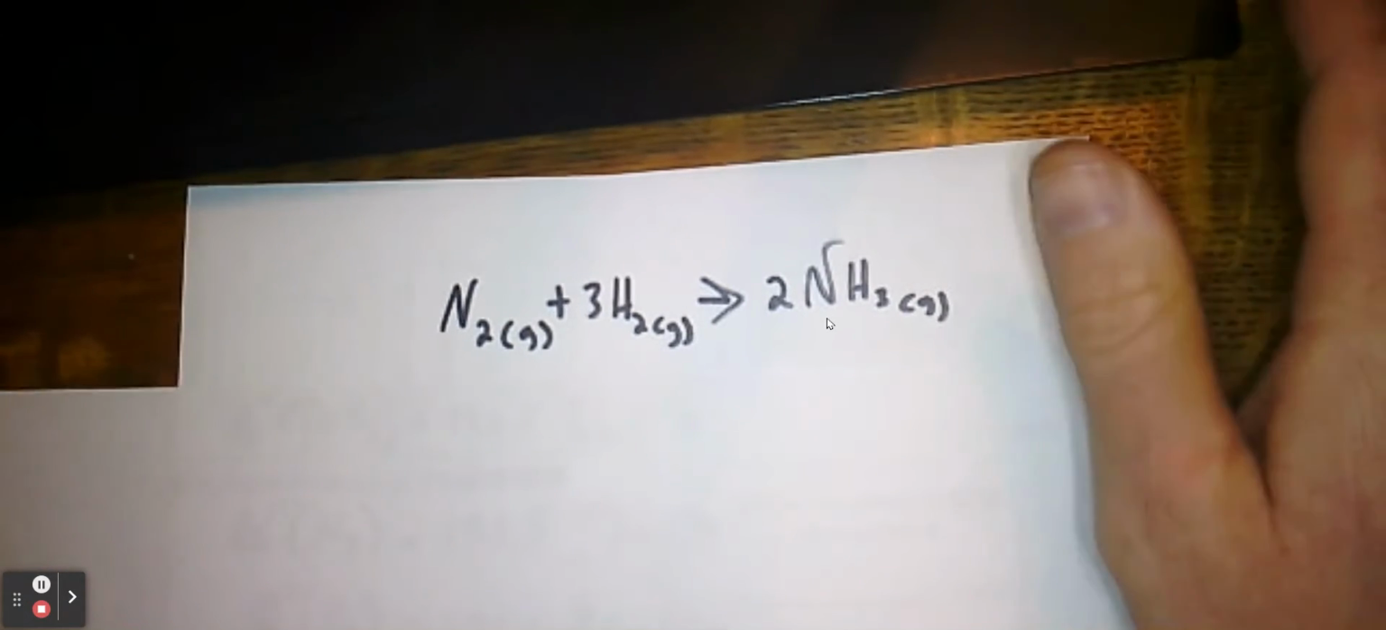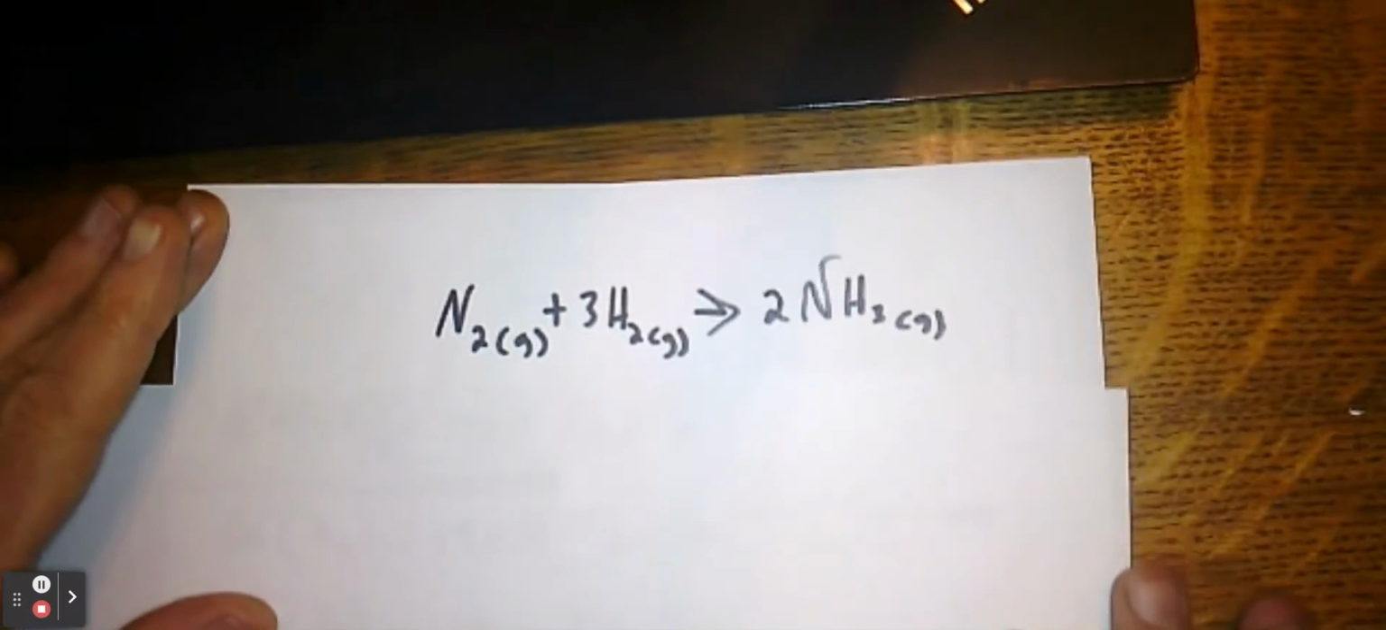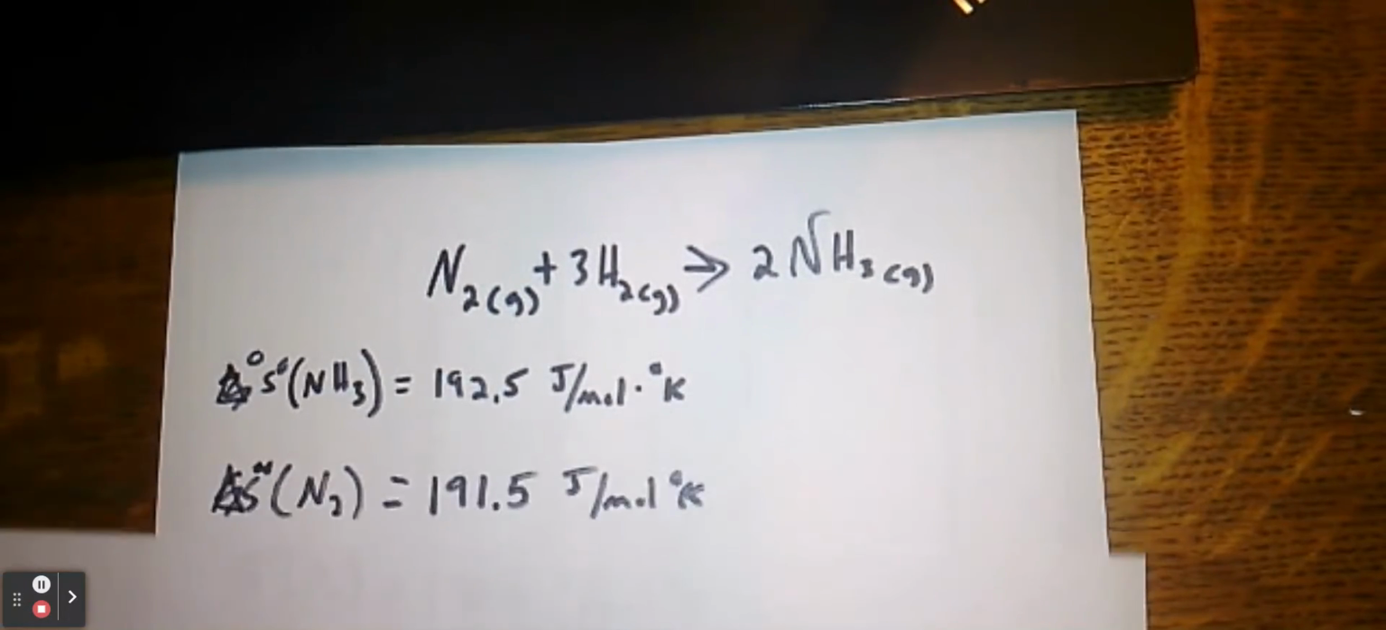All right. Now, if you look at this problem, I go from 4 moles of gas to 2 moles of gas. Probably going to have a negative entropy. I'm going to lose microstates on this one. So I look up my values. There they are. All right.